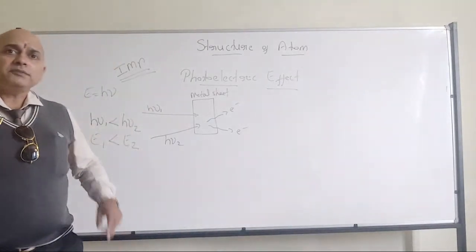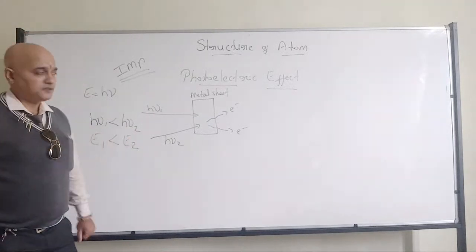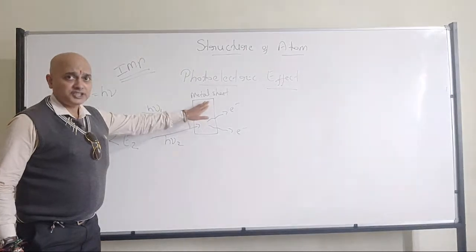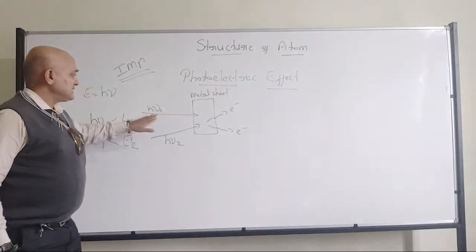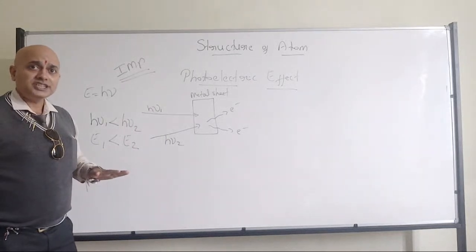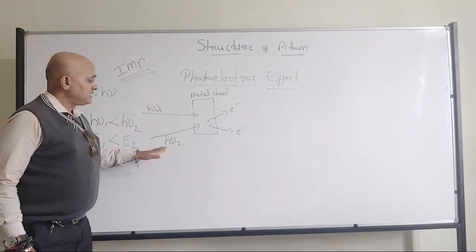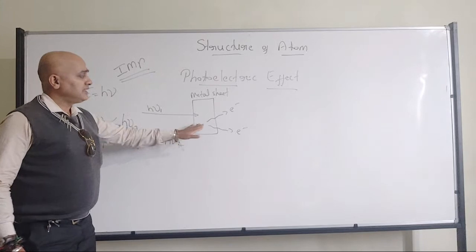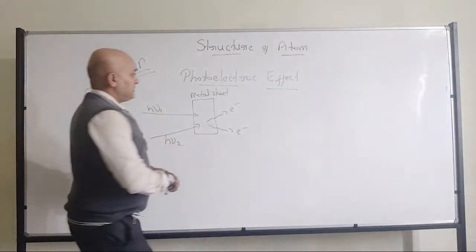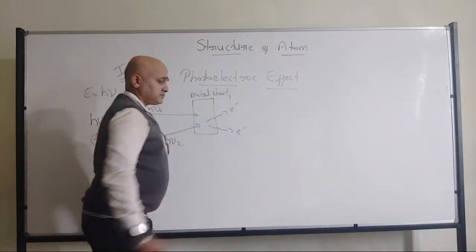Okay, or you might be discussing that one in physics also. So now what I mean to tell you is this particular metal sheet, when it is exposed to H nu 1, there is no movement of electron, no ejection of electron. But when it is exposed to H nu 2, then there is an ejection of electron. This is metal sheet 1.